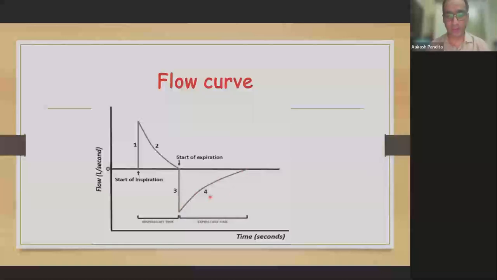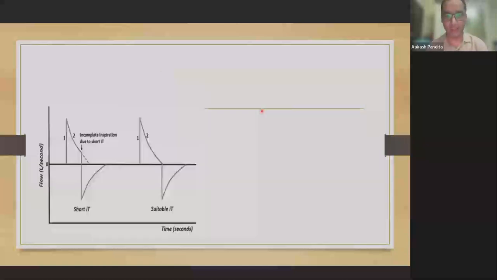the expiration is completed. So between this point to this point we have Ti, and between this point to this point, this is expiratory time. This flow curve helps us to adjust between Ti and Te.